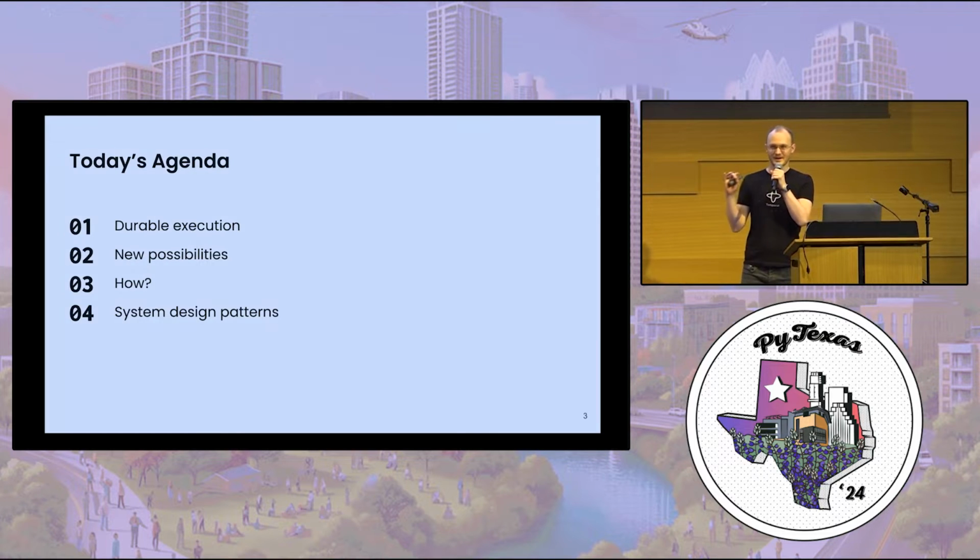Today, I'll start out by defining what durable execution is, talk about some new possibilities for how you can code that it opens up, talk a little bit about how it works, and then go through some system design patterns. And I won't assume knowledge of any of them, so I'll try to give a concise summary of what it is before I talk about how durable execution either obviates it, makes it unnecessary, or makes it easy to do.